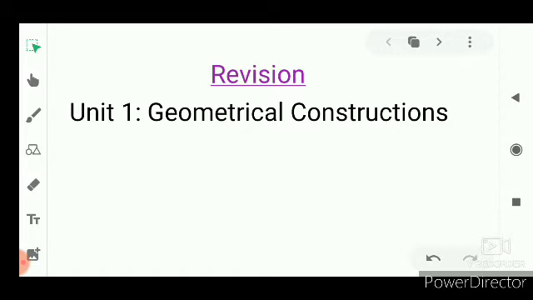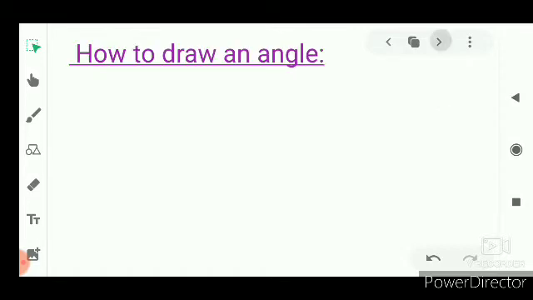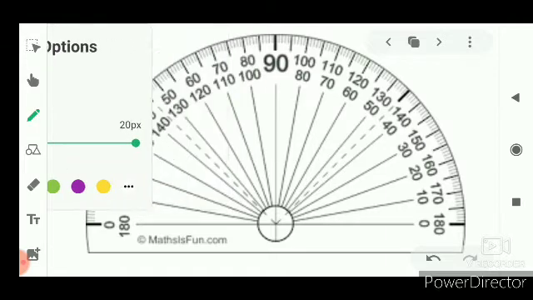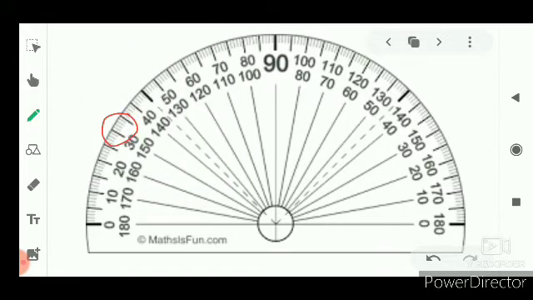In geometrical constructions we have seen some basic constructions. First of all, let's see how to draw an angle. If someone asks you to draw an angle of 30 degree, then how will you draw? See, there are two 30s on your protractor. This is your protractor, and someone asks you to draw an angle of 30 degree. Here is a 30 degree, and here is also 30 degree. Then which 30 will you choose?